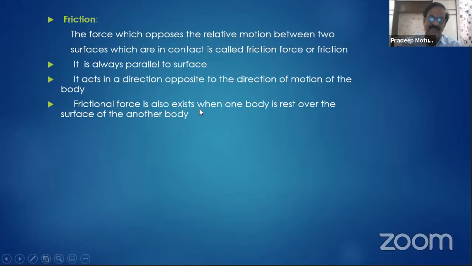Frictional forces also exist when one body is at rest over the surface of the other body. Yes, it will exist when two bodies are in contact. They should have relative motion. So a body moving on the other body means there is a friction between these two surfaces. The friction is a resistive force, or you can say it always opposes the motion of the body. That is called friction. So once again, I am repeating the statement: the force which opposes the relative motion between two surfaces which are in contact is called frictional force or friction.